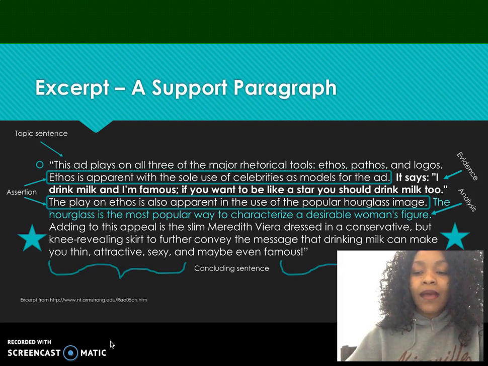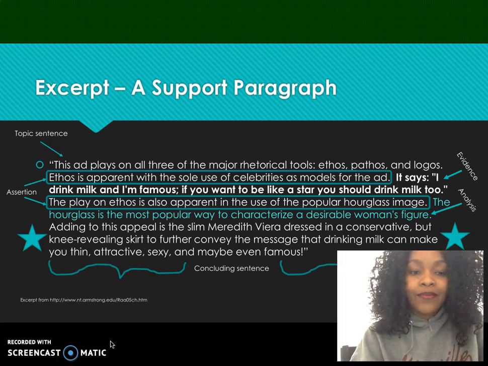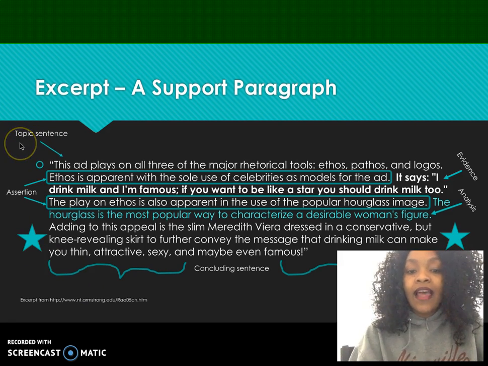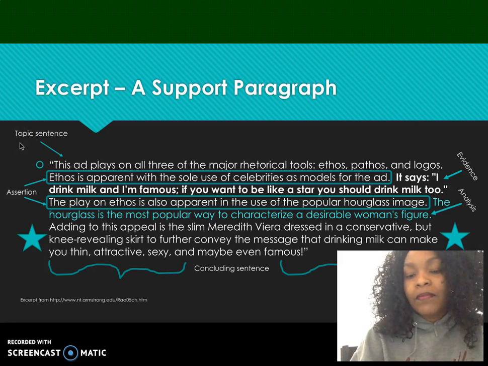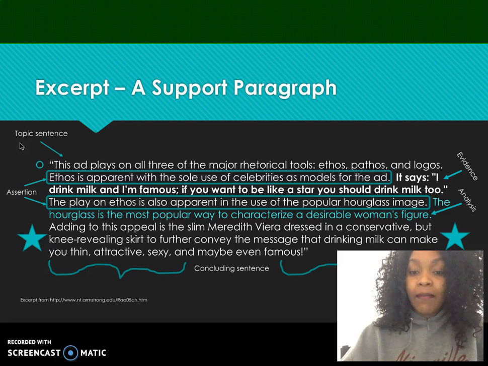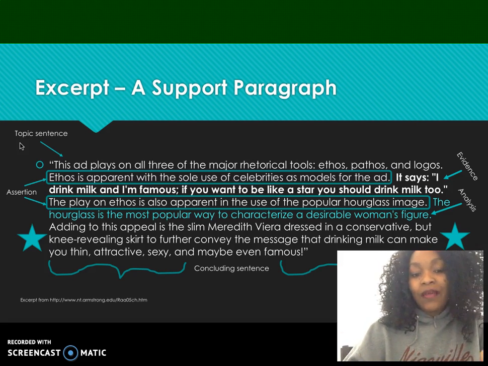So let's talk about how this support paragraph is broken up. Well, we've got the first item here, our topic sentence. This ad plays on all three of the major rhetorical tools: ethos, pathos, and logos. Okay, so we know that this paragraph and the rest of this essay is going to be about how this ad plays on ethos, logos, and pathos.